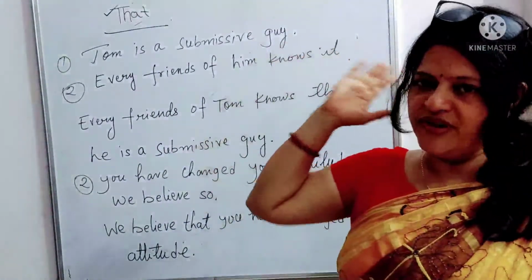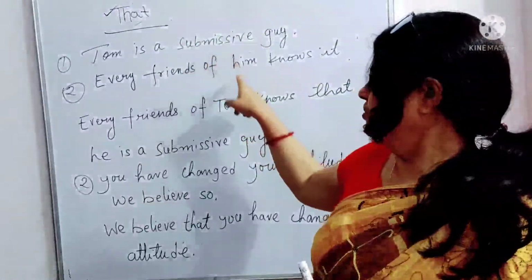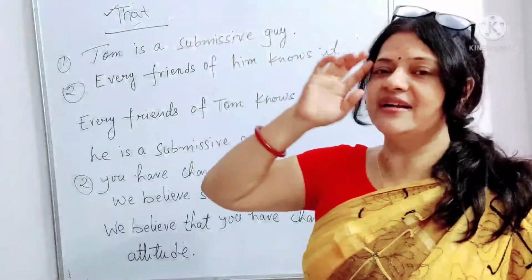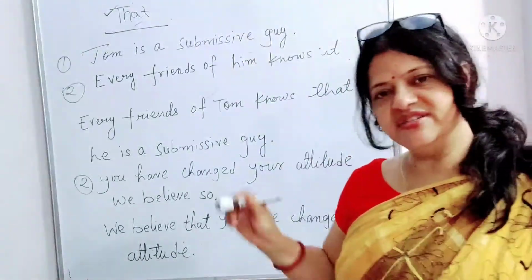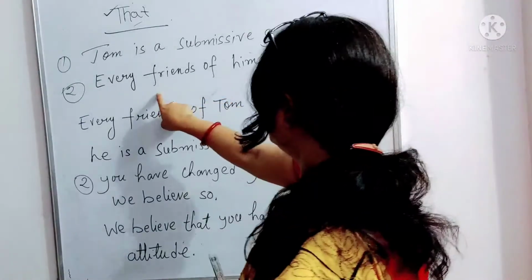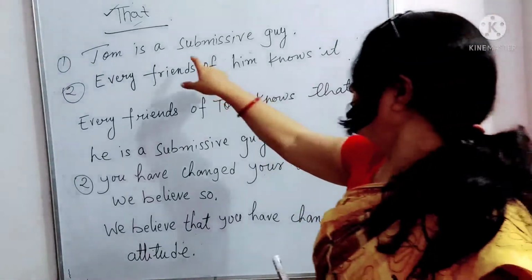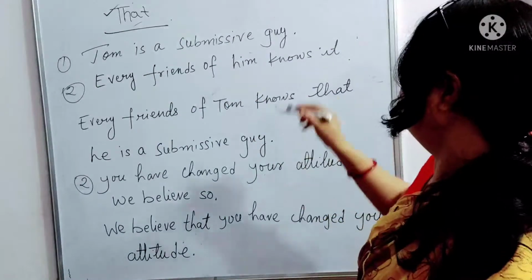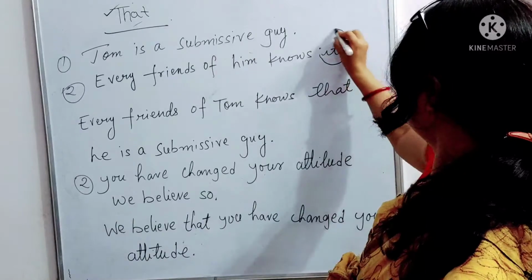So let's see how we can add two sentences by using the conjunction that. First of all, Tom is a submissive guy. So the first sentence is Tom is a submissive guy. The second sentence is every friend of him knows it. So what did we see? That this it has come at the end of the sentence.